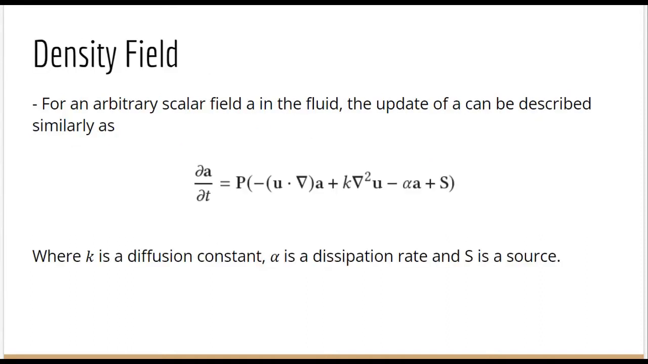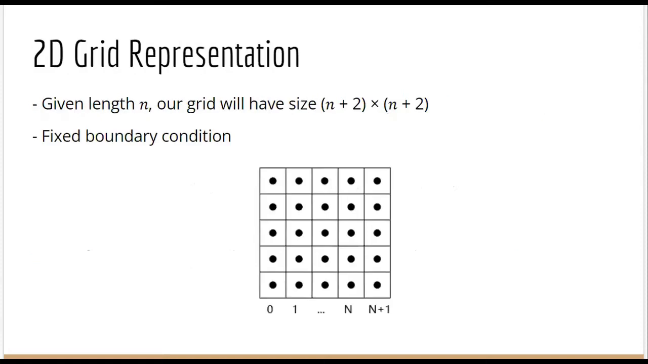Next is the density field of the fluid. For an arbitrary scalar field A in the fluid, the update of A can be described similarly as the following, where K is a diffusion constant, alpha is a dissipation rate, and S is a source. So finally, we can start implementing the solver.